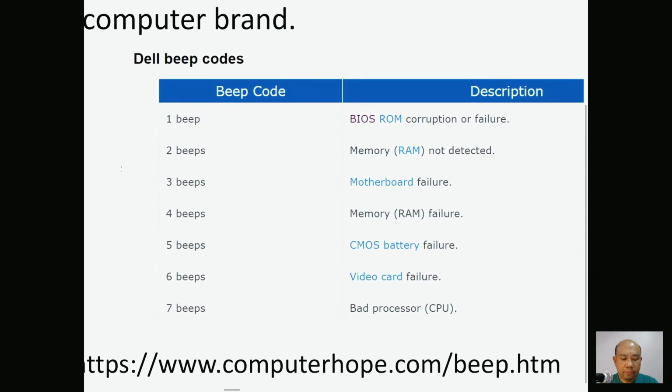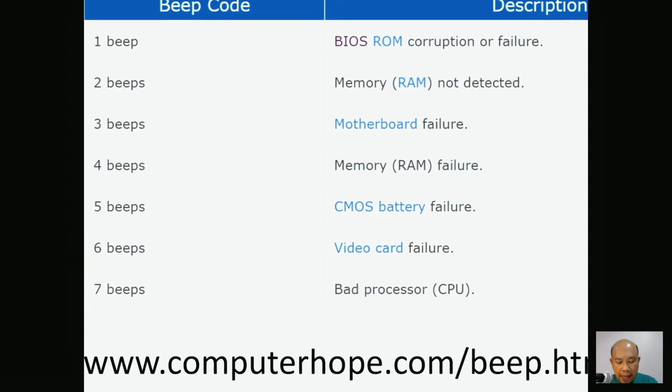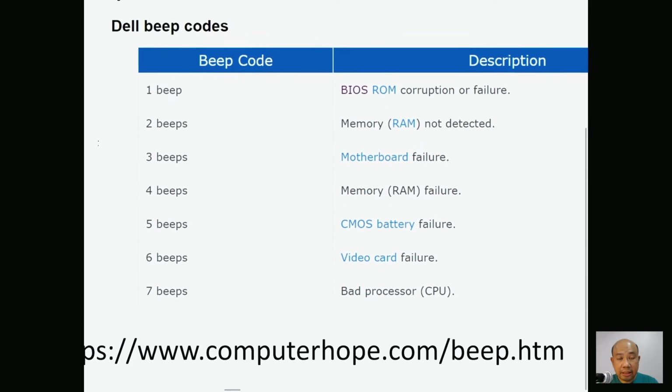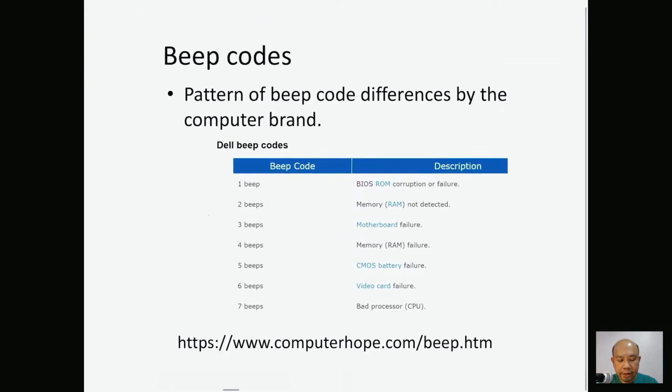Most of the beeps users hear on the system occur because memory is not detected. That is a problem of oxide on the memory pins and also oxide on the VGA or video card pins. That shows up as six beeps or more. You can check the error from the beep code in these tables.